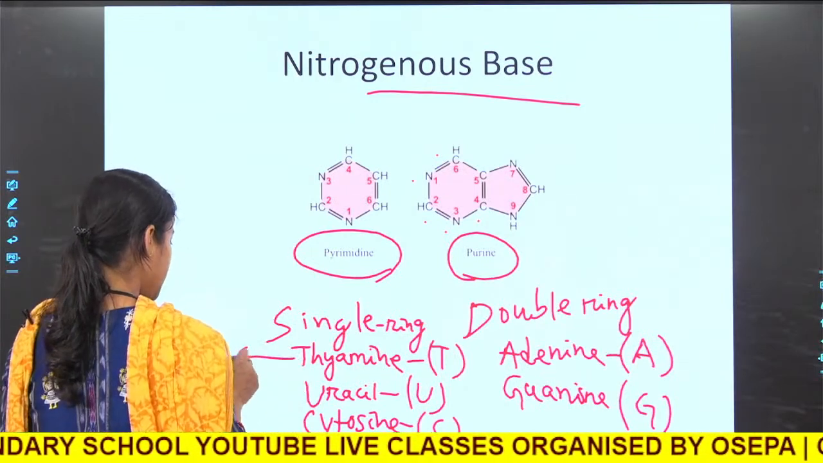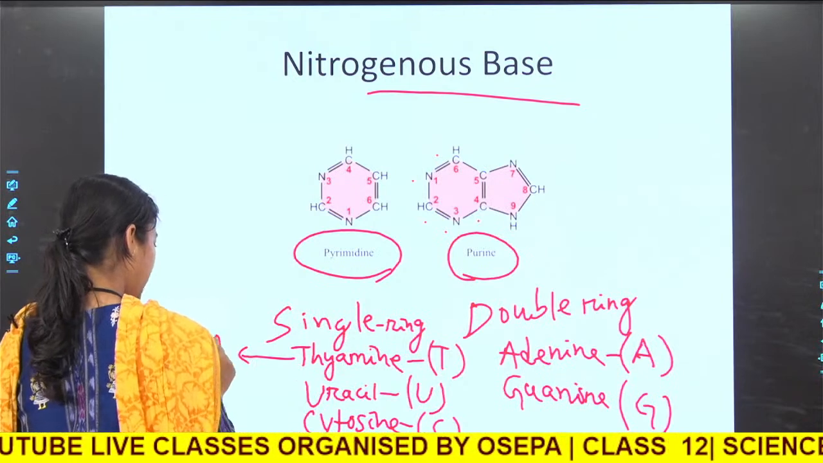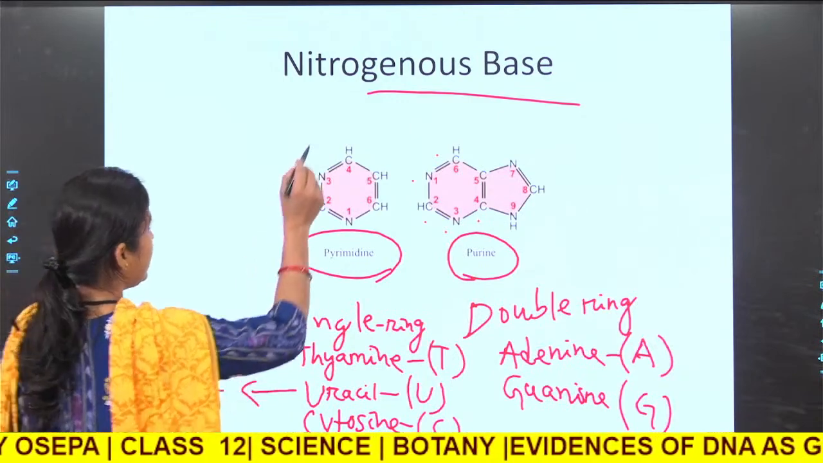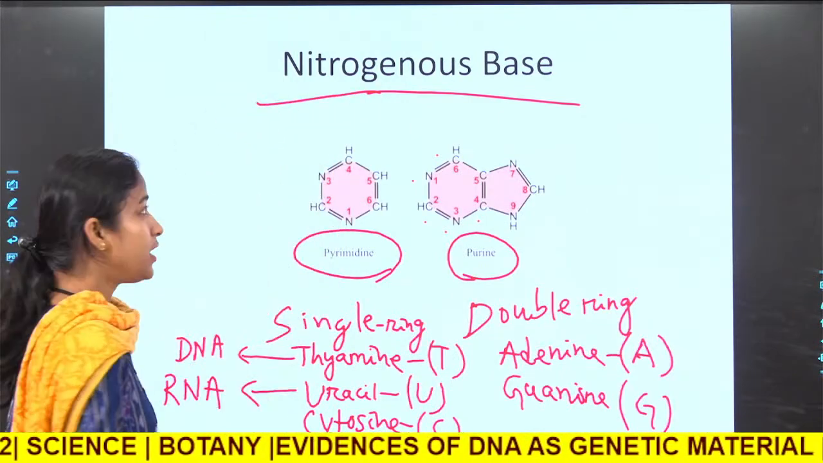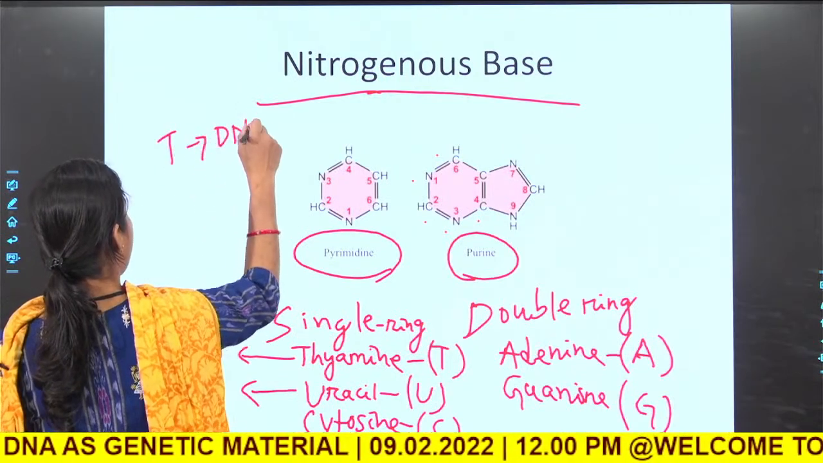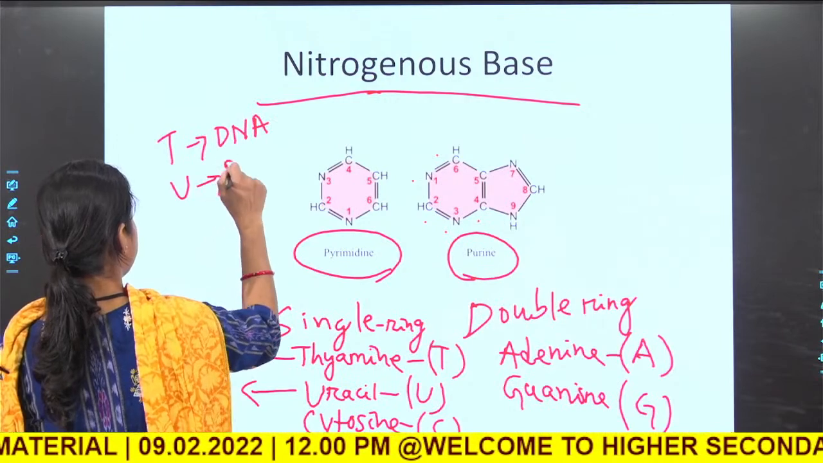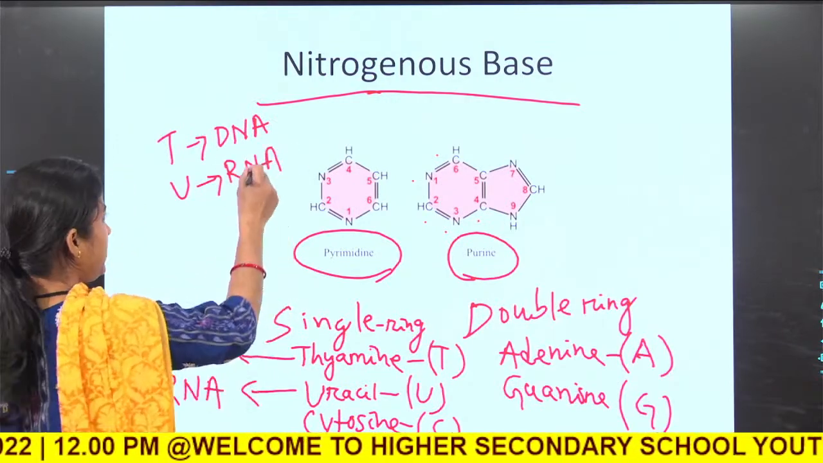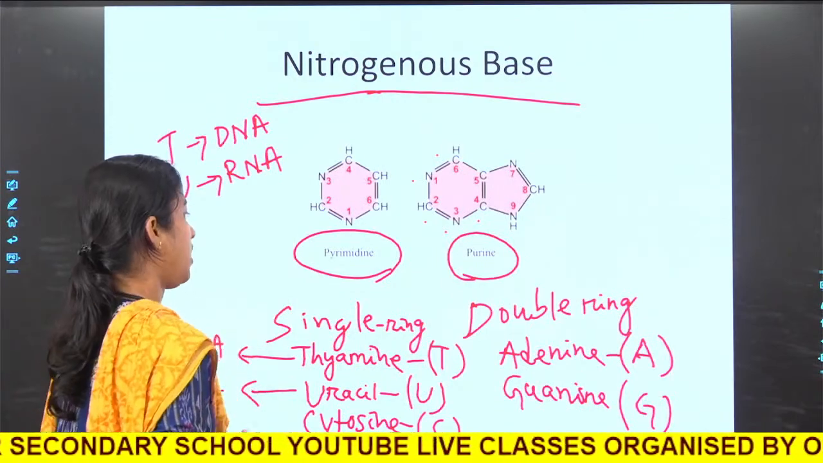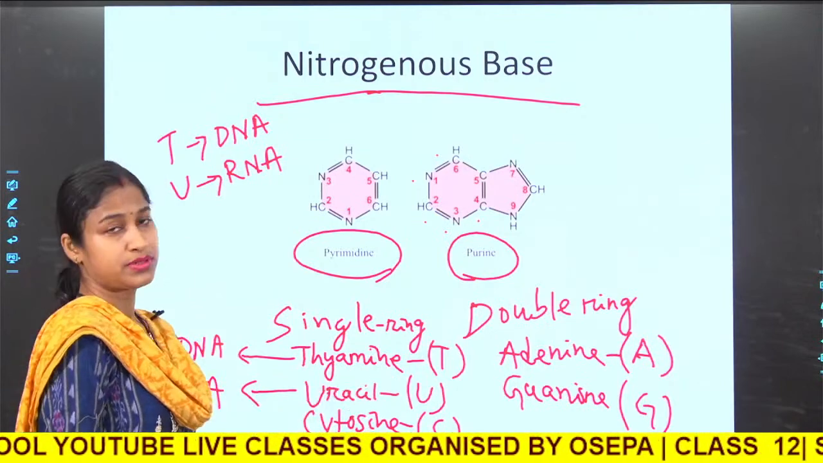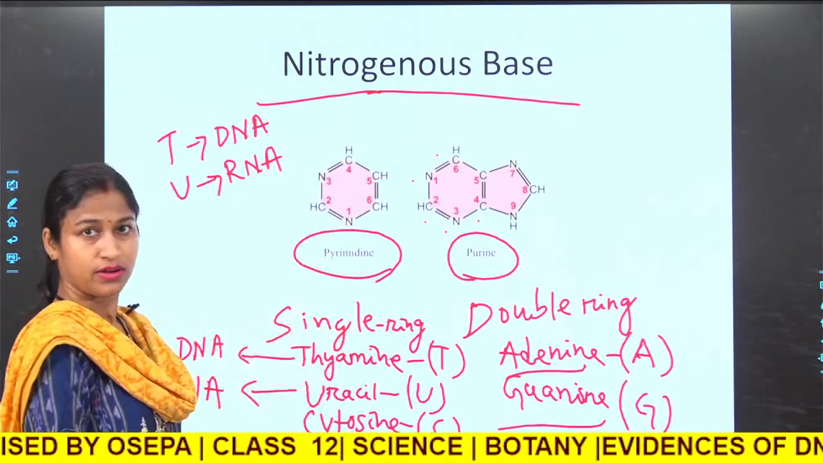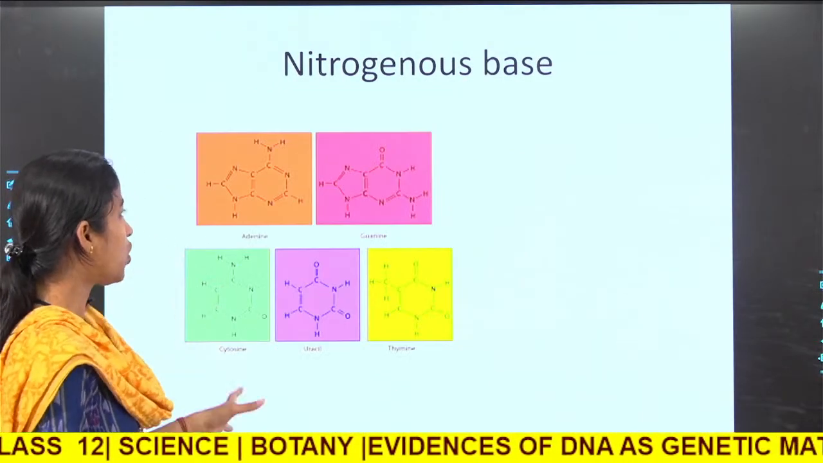So thymine is present in DNA nucleotides, whereas uracil is found in RNA nucleotides as a nitrogenous base. Okay, so the nitrogenous base thymine is present in DNA and the nitrogenous base uracil is present in RNA. This is the only difference, whereas both the RNA and DNA nucleotides comprise the rest three: cytosine, adenine and guanine. Okay. So, let us have a look at their structure.